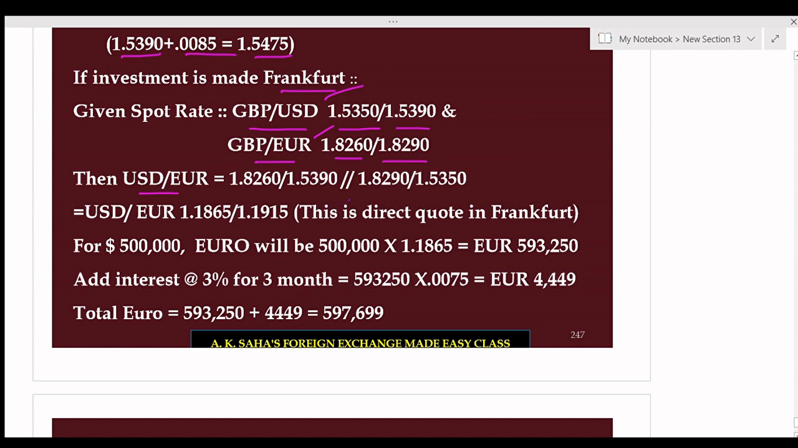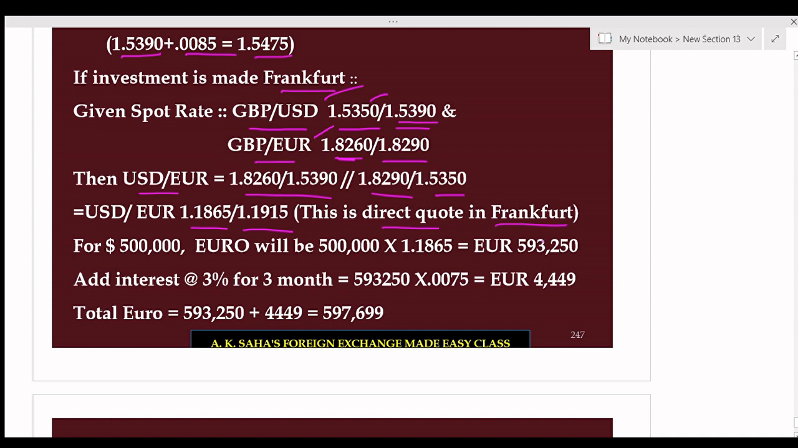After division, USD will be the numerator and euro will be the denominator. So GBP euro divided by GBP USD, that is 1.8260 divided by 1.5390, it will be the bid price, and 1.8290 divided by 1.5350, that is the ask price. You will get USD euro 1.1865, 1.1915. This is a direct quote in Frankfurt.